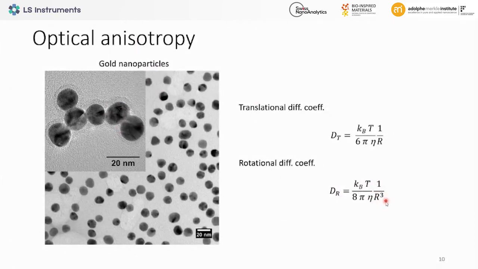Basically, it is inversely proportional to the volume of the particle, right? Because r³ is basically proportional to the volume of the particles. So you can right away see the similarity between translational and rotational diffusion, right? They are both inversely proportional to the viscosity, but the big difference is that there is a 1/r dependence here, and there is a 1/r³ dependence, a cubic dependence. Therefore, the dependence of rotational diffusion on size is much stronger than that of translational diffusion.